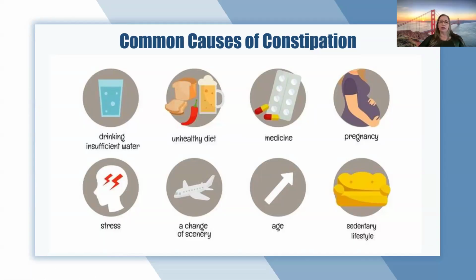Eating a diet that's really high in fats and fried foods and carbs and not very much fiber is going to be more constipating than someone who's eating a lot of fruits and vegetables and whole grains. Medicine is a very big culprit in constipation, and lots of medications have side effect warnings that they cause constipation. It doesn't mean that they all do, but some medicines in particular are well known for causing severe constipation.